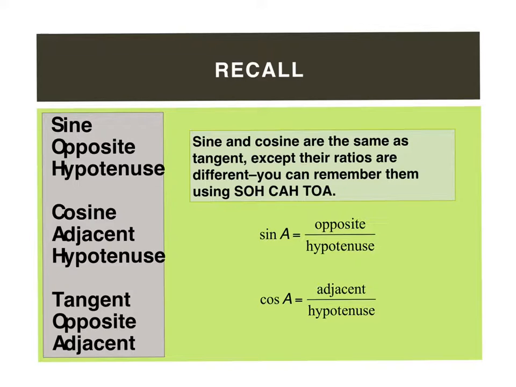Like I've had you do problems where tangent wasn't the right ratio to use, and that's the situations where you have to use the Pythagorean theorem to get a missing side, because you don't have the opposite, so you need to do Pythagorean theorem to get it. That's a situation where tangent isn't ideal. It would be much faster to just use either sine or cosine.